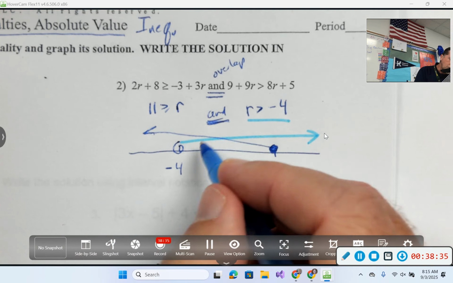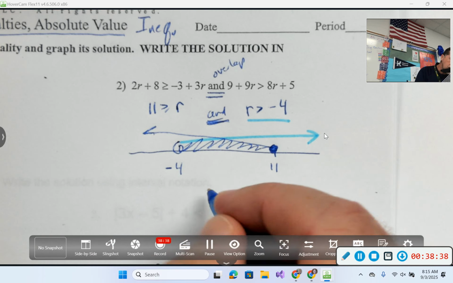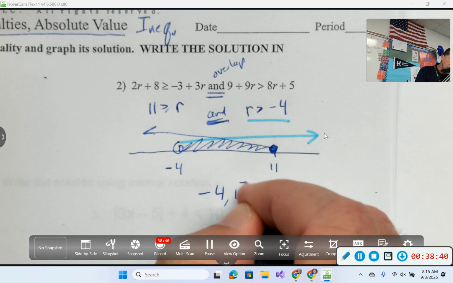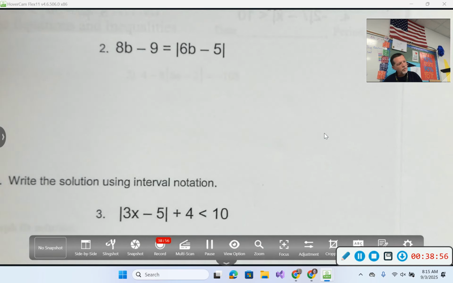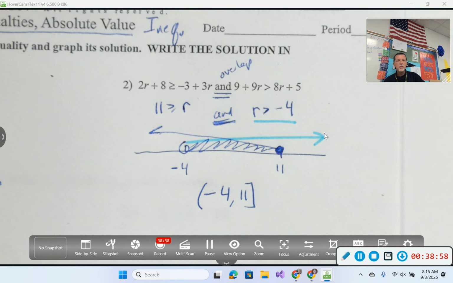And then it's an and problem, so I want the overlap. Negative 4 to 11. Do not shade the way the inequality points. That is not a good plan. Yeah. So the remaining 1, 2, 3, 4, 5, 6 problems would be your assignment.